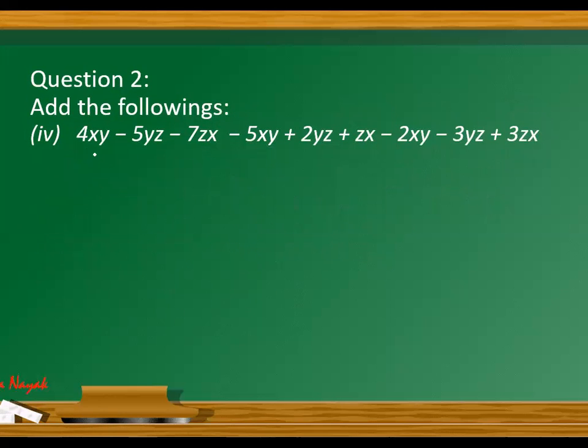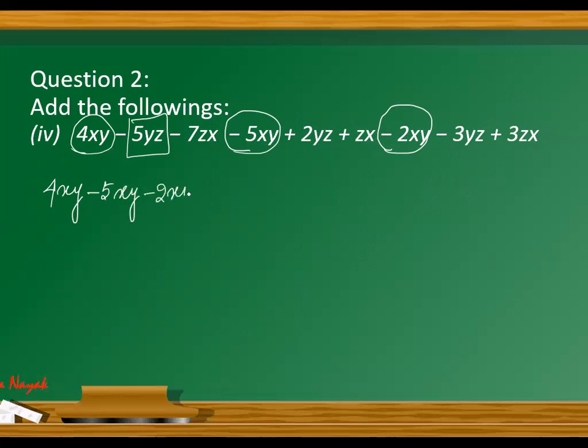Next is, again, what are the terms? One is xy, one is yz, one is zx. So xy, xy, xy. So I'll write 4xy minus 5xy minus 2xy, one term, plus minus 5yz plus 2yz, and here minus 3yz.